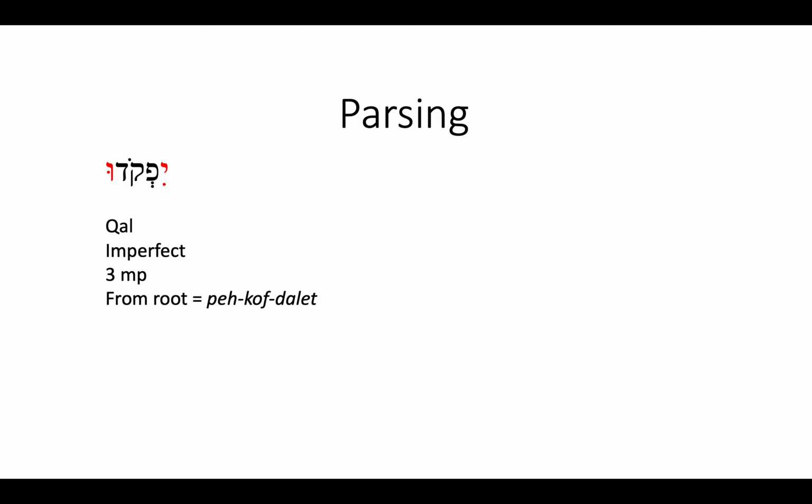So how do we parse the imperfect? We first provide the verbal pattern, then the type of verb, then the person, number, and gender, and then the root, just like we're used to from call, or from the perfect verb, excuse me. So this is call imperfect, third masculine plural, from the root pay, kov dalet. So same format for parsing. If you parse a verb on your translation project and you don't necessarily follow this order, that's okay, but just know that when people ask you to parse a verb, they probably want this order.